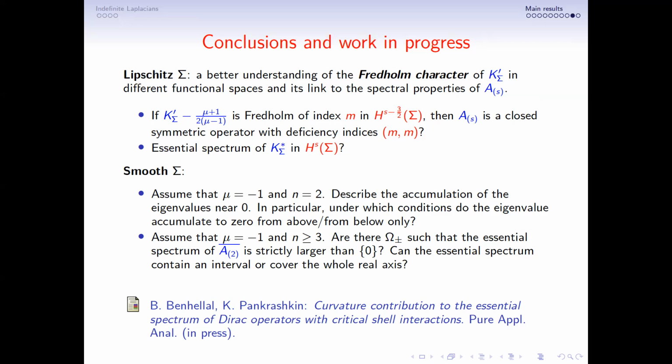And the second question, because of what we did with Pankrashkin for the Dirac operator: we are looking for some geometric structure where we could actually have the whole real line or an interval as the essential spectrum. But compared to the Dirac operator, it seems that this problem is more involved and more difficult, because we immediately saw how the geometric challenge appears in this case.